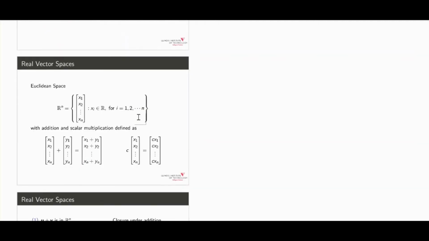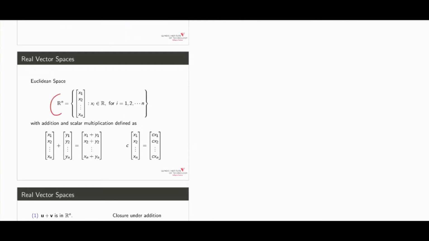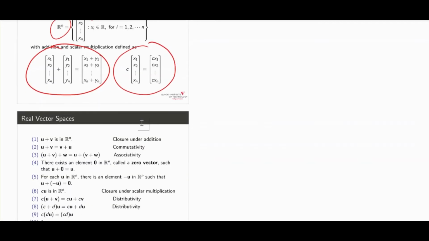All right, so let's do a very quick review. We are very familiar with this Euclidean space, Rn, which consists of all the vectors. It could be in column form, it could also be in row form, where the addition operation is defined this way and the scalar multiplication is defined this way.